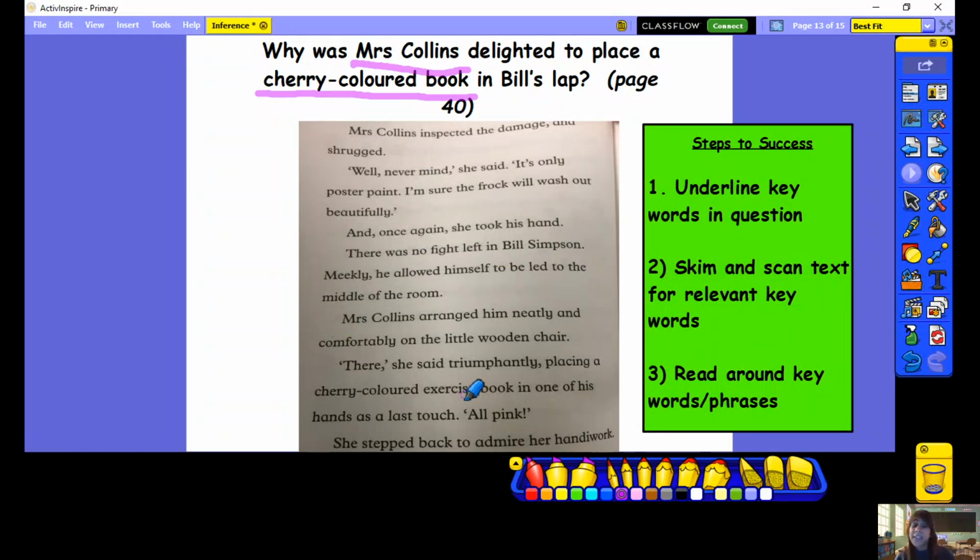So I found my keywords. My third step is to read around that and see why she was happy. Now, I know she's happy or delighted because the author uses the word triumphantly. So she's delighted to place the cherry-coloured book in one of his hands as a last touch, all pink. She is happy because she's found another pink item to put with Bill. So my answer to that question would be in a full sentence: Mrs. Collins was delighted to place a cherry-coloured book in Bill's lap because it was also pink.